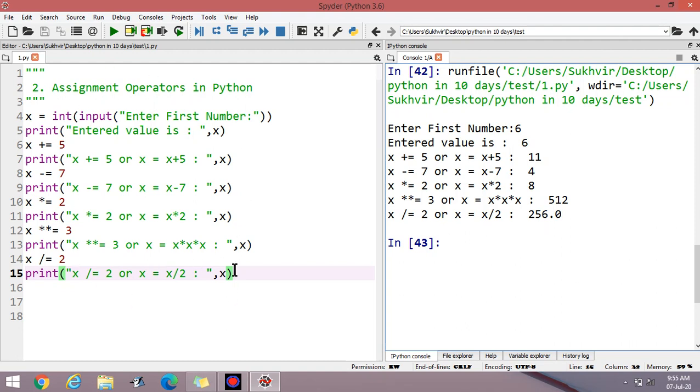Hope you understand the content of assignment operators. Basically, these are the shorthand operators in C language, or we can say assignment operators.